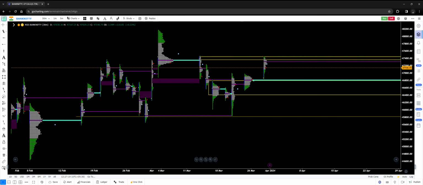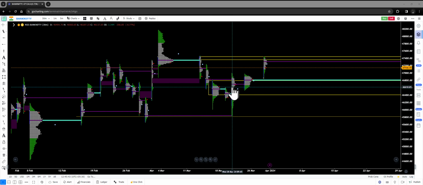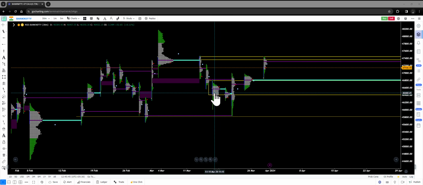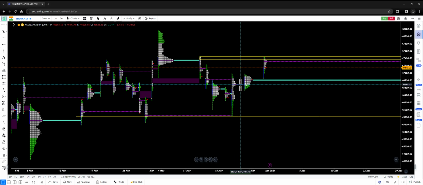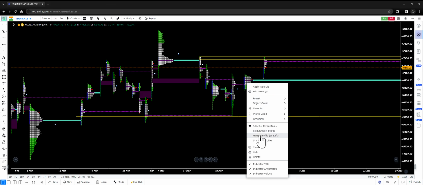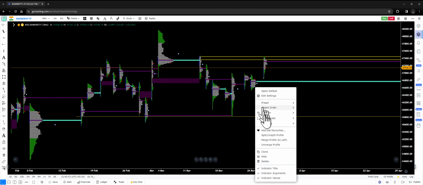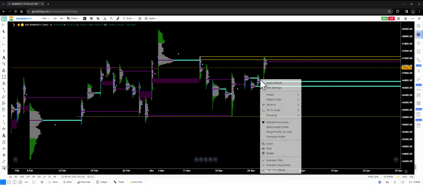Okay, and we will see some things. So let us delete all this again, and we will see the profiles after unmerging them. What I want to show you is how we can do it at a smaller time frame level.